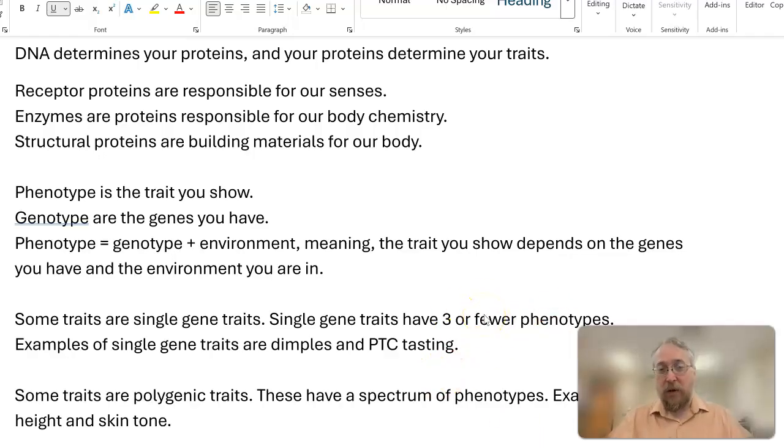And there are different types of proteins that are responsible for different traits. Receptor proteins are responsible for our senses. Enzymes are responsible for our body chemistry. And structural proteins are building materials for our body.